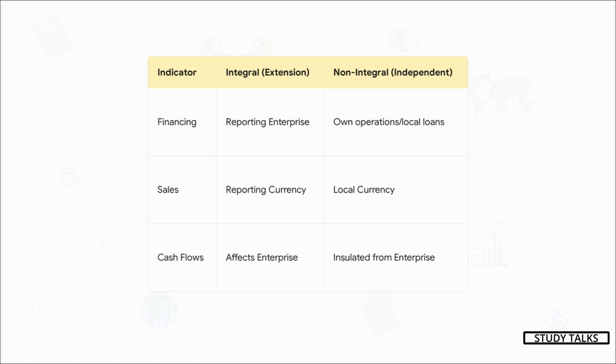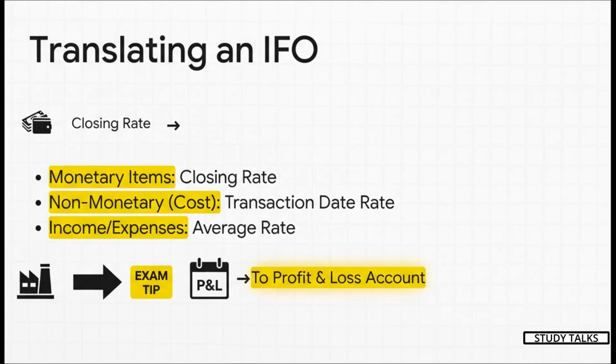We look at things like who provides the financing and what currency the sales are in. Since Rotomax Dubai office is self-sufficient, that's a classic sign of a non-integral operation. Now, just for a second, let's imagine the Dubai office was an integral operation. If it were, the translation rules would look super familiar, right? It's pretty much the same as how we treat our own transactions. Monetary items at the closing rate, non-monetary at the historical rate. And the key thing, the exchange difference would go straight to the P&L account.